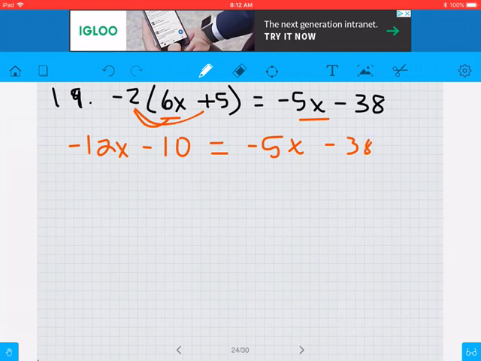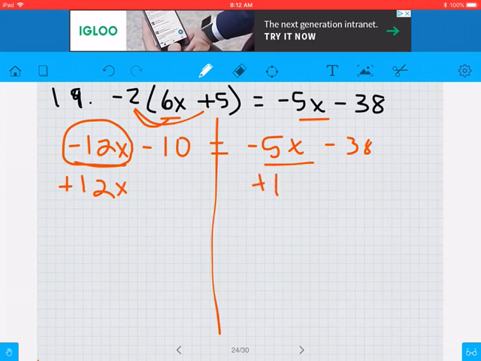In order to get our x's on the same side of our equal sign, we're going to have to move one of them, which means we're going to have to undo one of them. I'm going to choose to undo this negative 12x here, because to undo that I'm going to have to add 12x, and that's going to give me a positive coefficient for my x value, and I just like positive numbers. So I got negative 10 left on that side, and this is going to give me 7x minus 38.